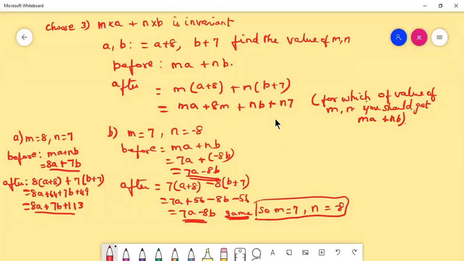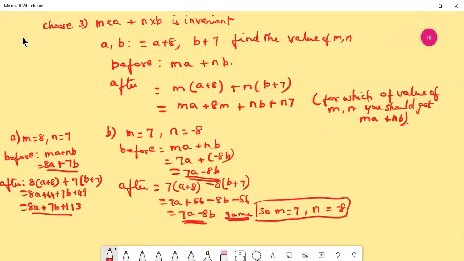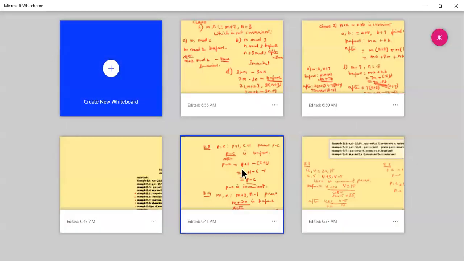But after that, now we are coming back to this. They are asking you to prove that this is ma plus nb is invariant. So what is my m value, what is my n value, they are asking. In the previous problem, they had given the p value and the c value.